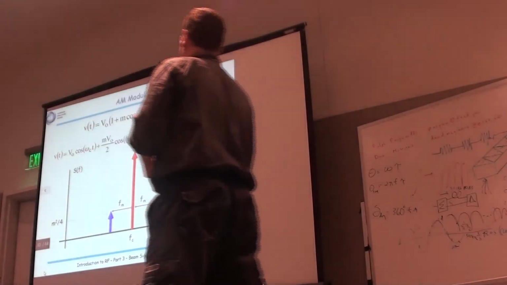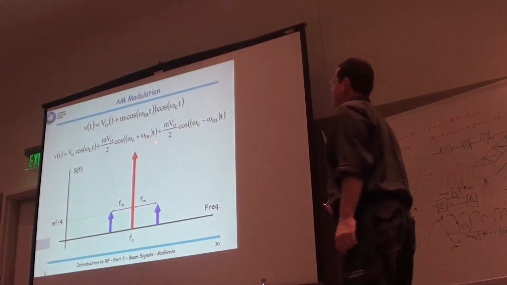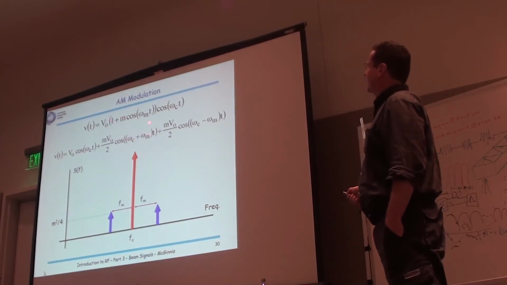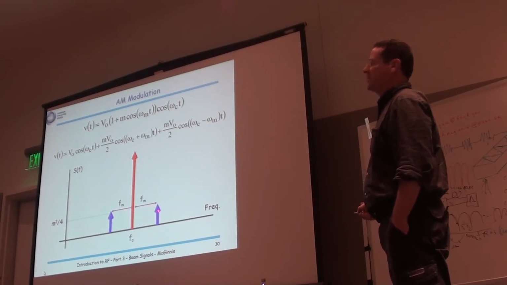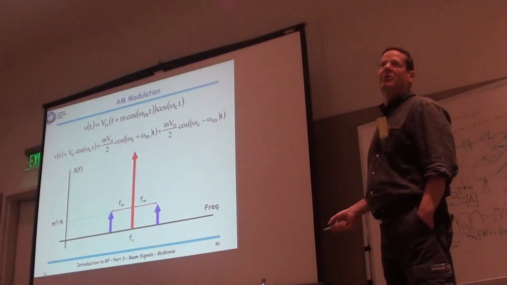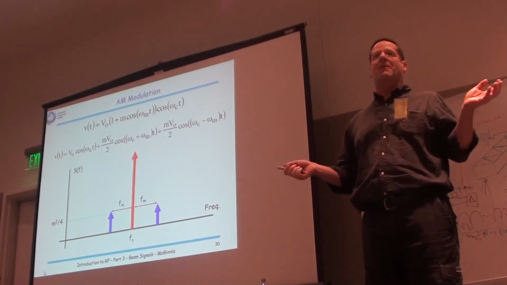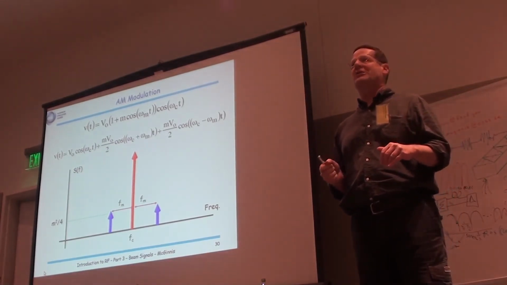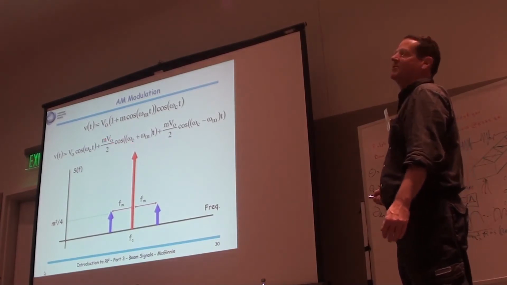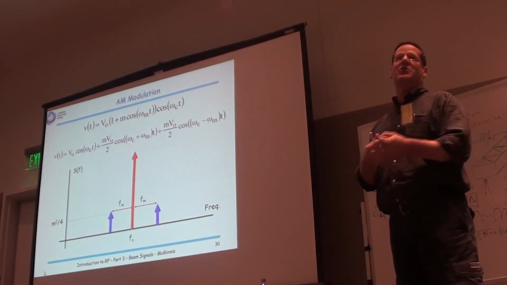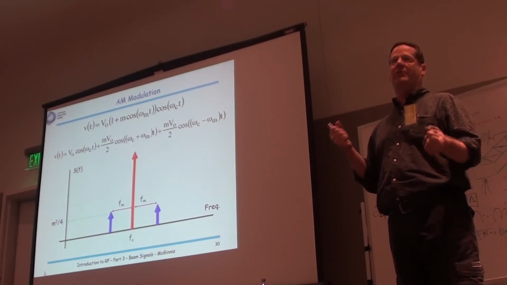So that's what an AM signal looks like. You get the carrier line and you get the two AM sidebands that are spaced a modulation frequency apart. What we're going to do is play with AM modulation until you're blue in the face. We're going to change m, we're going to change omega c, we're going to change omega m, and so on.